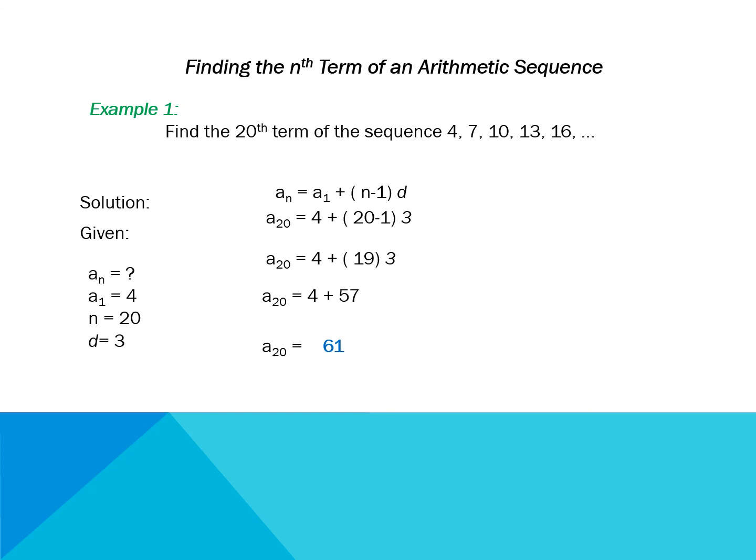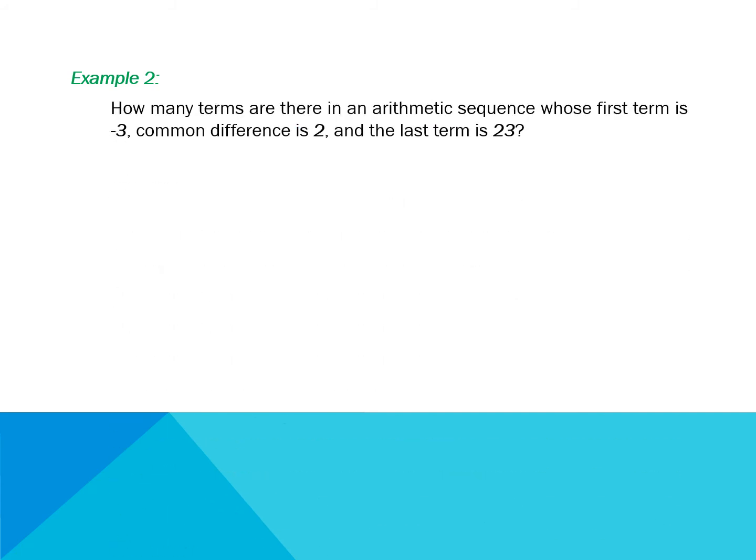Got it? Let's proceed to the second and last example. Example 2: how many terms are there in an arithmetic sequence whose first term is negative 3, common difference is 2, and the last term is 23? First, write the givens. We have a sub n, the last term, 23, the difference is 2, and the first term is negative 3. Here, we are looking for n, the number of terms.